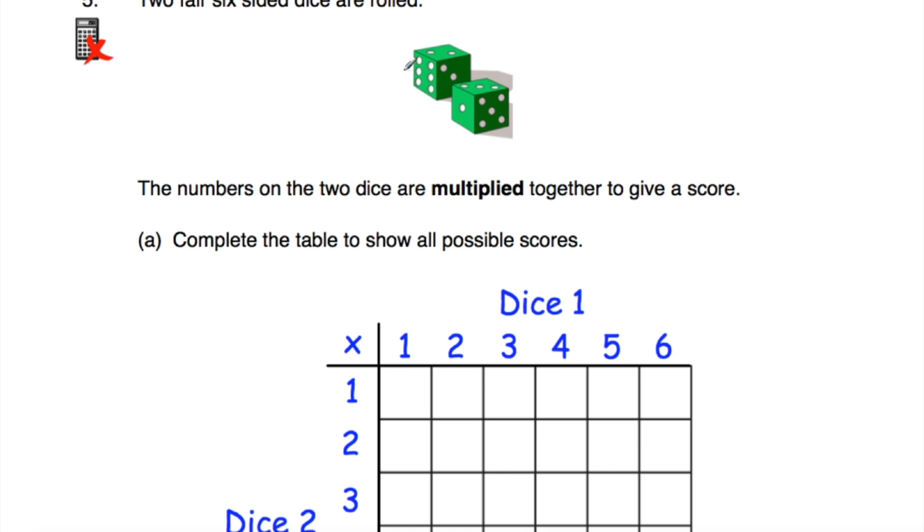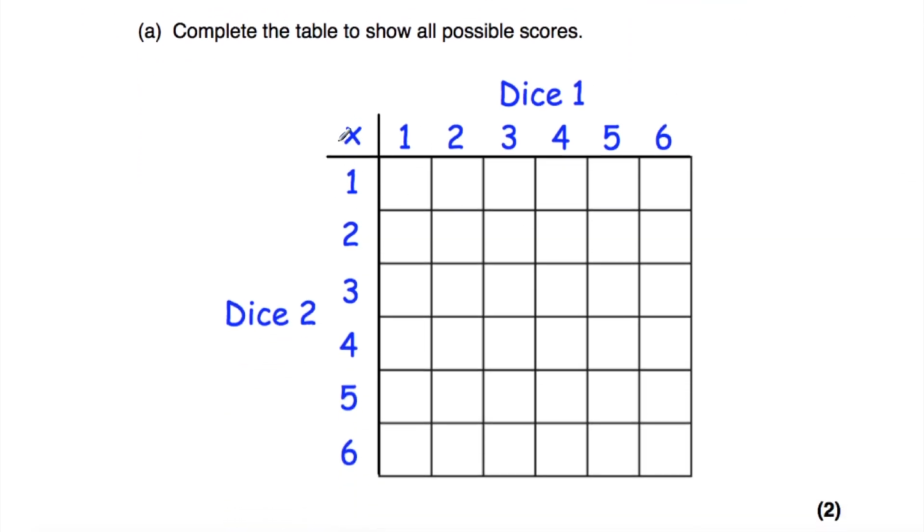So for instance, if we got a 2 and a 3, like shown here, 2 times 3 is equal to 6. So that would be a possible score that we could get. So let's have a look at our sample space diagram because that sets it out nicely for us. We could get a 1 on dice 1 and a 1 on dice 2, and 1 times 1 is equal to 1. We could get a 2 on dice 1 and a 1 on dice 2, and 2 times 1 is equal to 2. 3 times 1 is equal to 3.